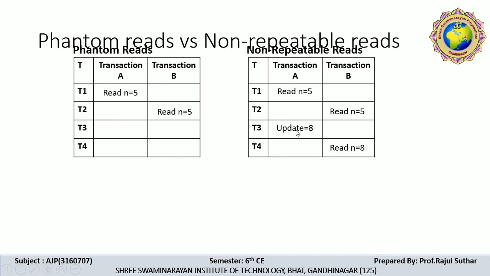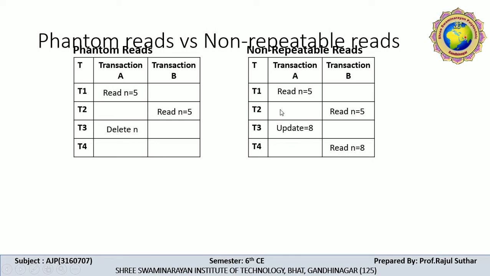So the repeat cannot be performed until transaction 3 performs update 8 and then read n. We can update 8 or repeat n. N is equal to 8. So after performing this update, we receive the updated information in the non-repeatable read.